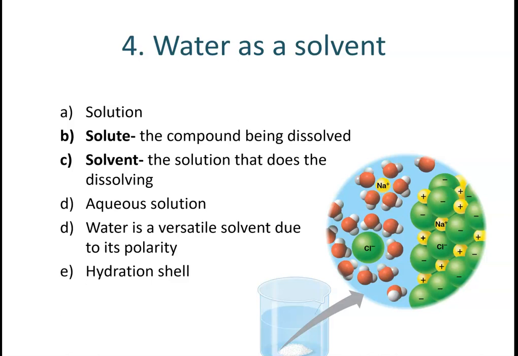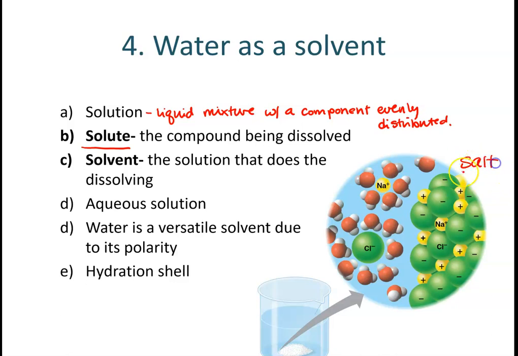So the last property that our book talks about is water as a solvent. So a solution is a liquid mixture with a component evenly distributed. Now there are 2 components, obviously, of a solution: the liquid that does the dissolving and the component that is dissolved. So the solute is the compound that is being dissolved. So in this picture over here on the left, we have sodium chloride again, our salt molecule, and it is the solute that is being dissolved in water. So that makes water our solvent, or the solution that does the dissolving.